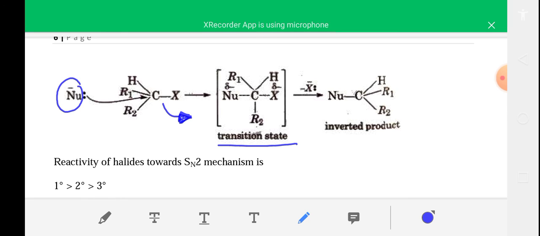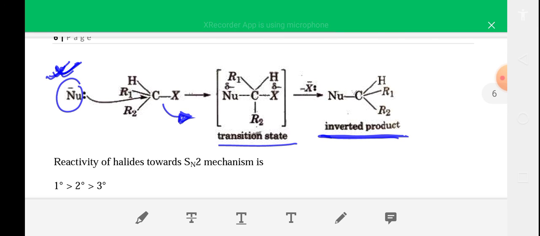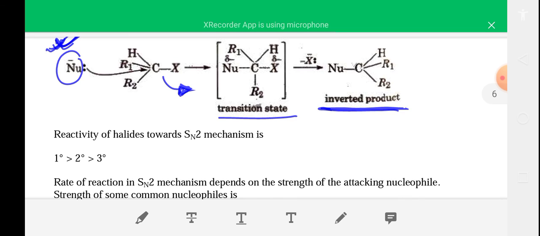In the SN1 reaction, carbocation stability is important, and in the SN2 reaction, backside attack is important. You have to focus on the backside attack on the substrate. In the SN2 reaction, inversion of configuration occurs due to backside attack of the nucleophile, so you will get an inverted product, and in the SN1 reaction, racemization of configuration occurs.